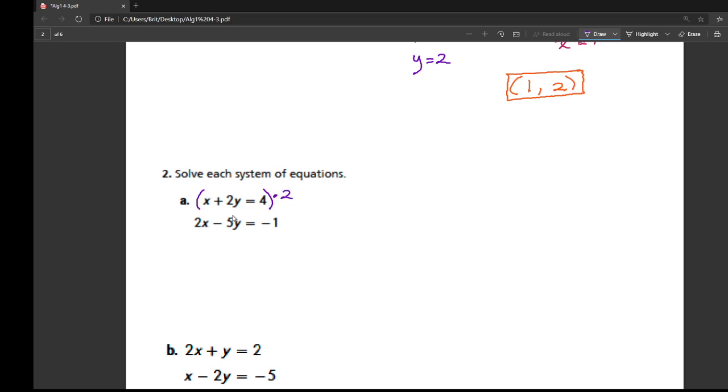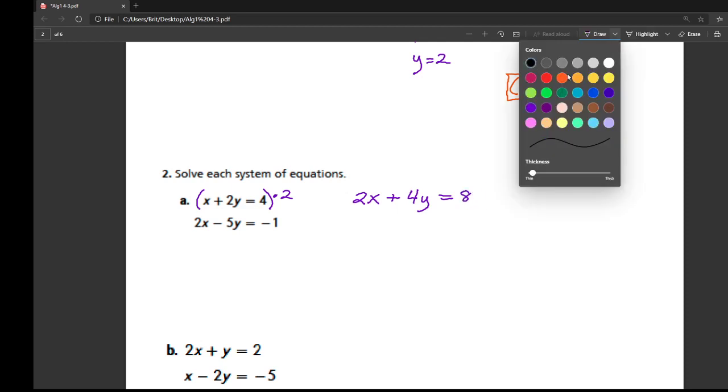Now I want to show you what I can do if I don't match my variables. Alright, say I don't want to deal with a negative number. So if I multiply this purple one, I'd get 2x plus 2 times 2 is 4, so 4y. And then 2 times 4 is 8. So there's our top equation.